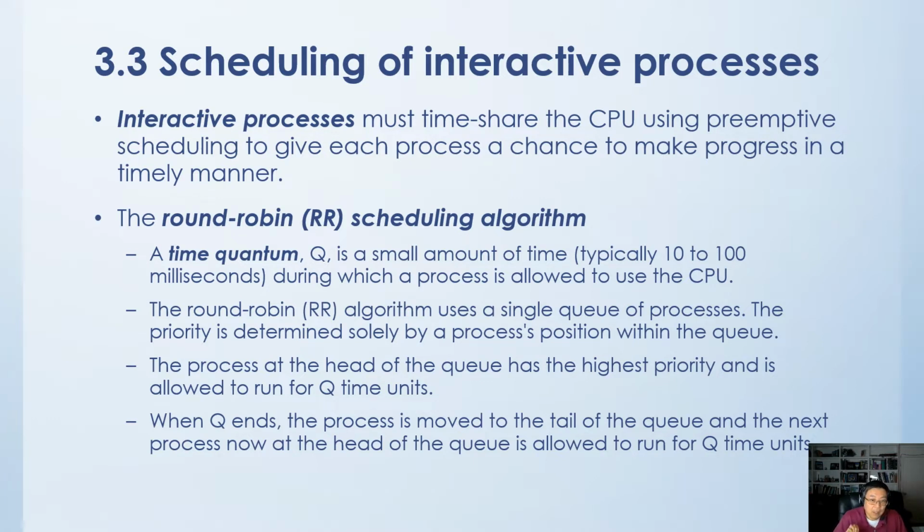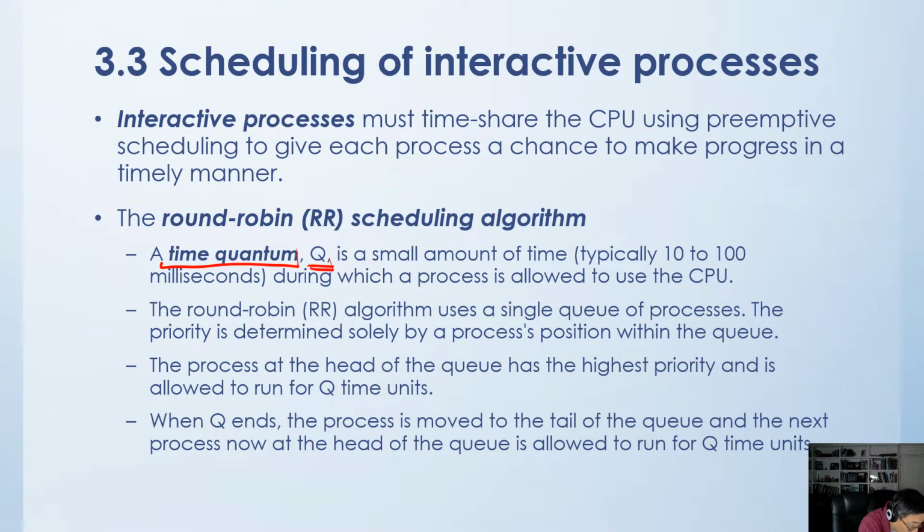Interactive processes must time share the CPU using some kind of preemptive scheduling to give each process a chance to make progress in a timely manner. One of the well-known scheduling algorithms for interactive processes is called the round-robin (RR) scheduling algorithm. In round-robin, a time quantum, which we represent with Q, is used.